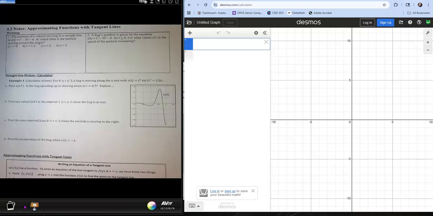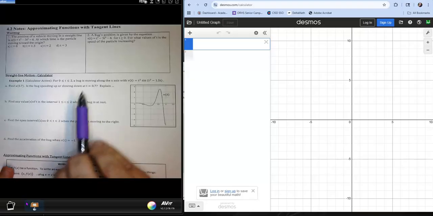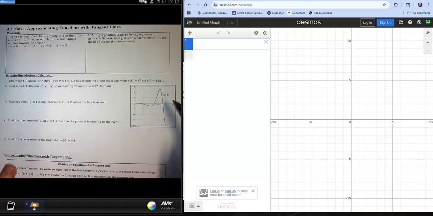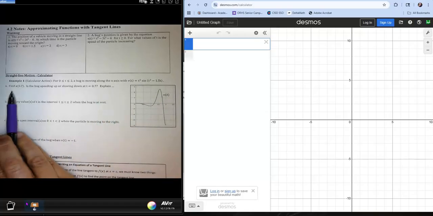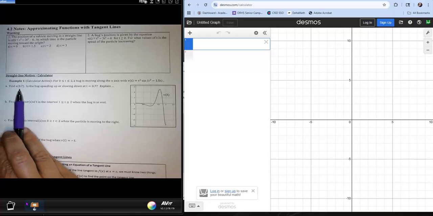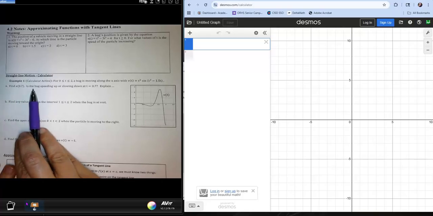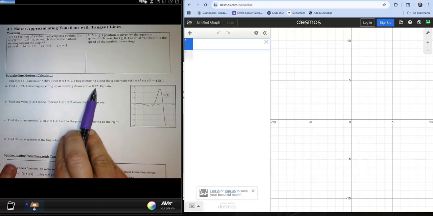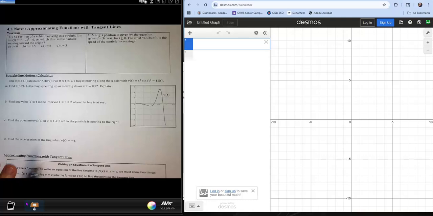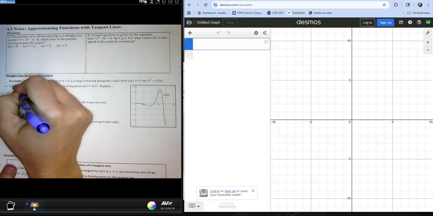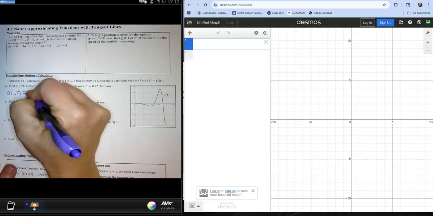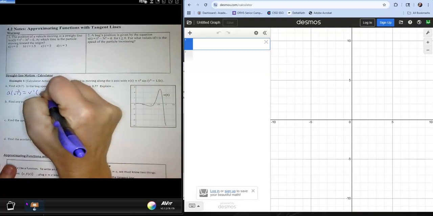Hey everybody, today I'm going to show you how to use Desmos to do the calculator type problems for straight line motion. I'm looking at your 4.2 notes here, example 1. We're given a function for velocity, and they do show us a little bit about the graph. It says to find acceleration at 0.7, and then it asks, is the bug speeding up or slowing down at t equals 0.7? So to find acceleration, we know that means the derivative of velocity.